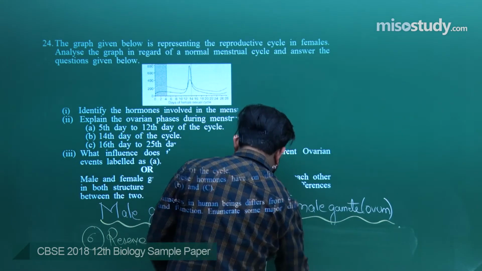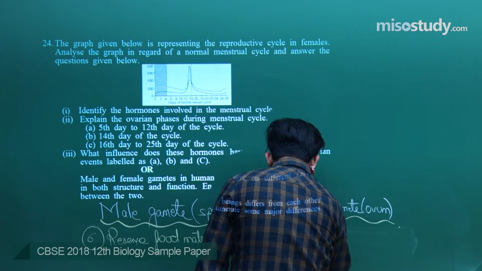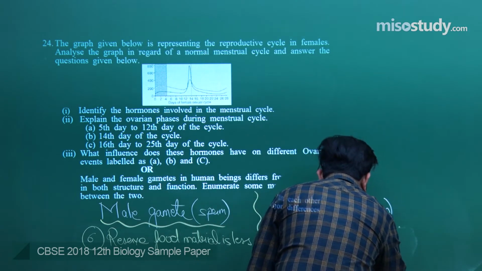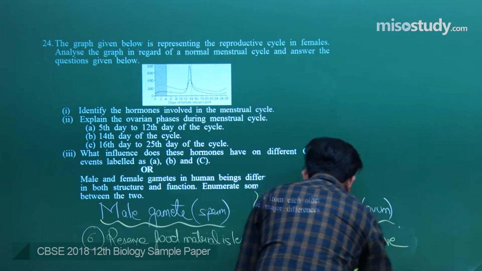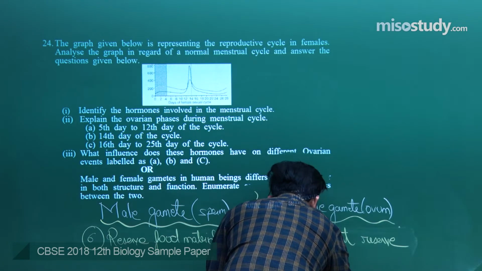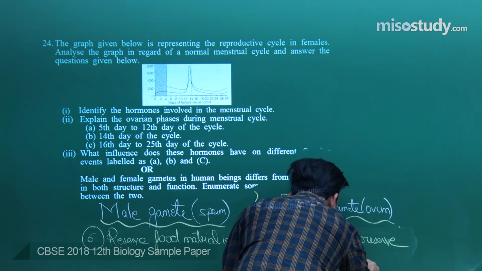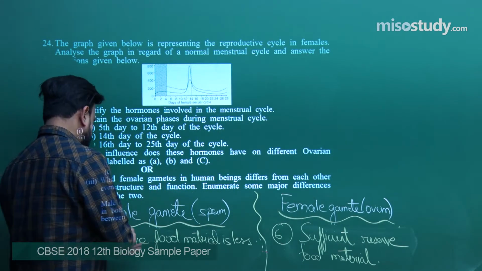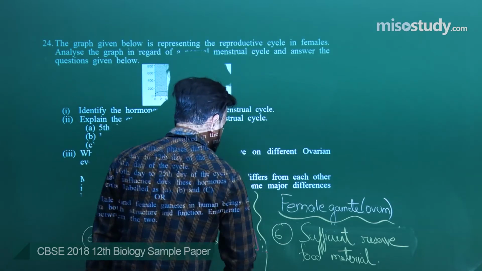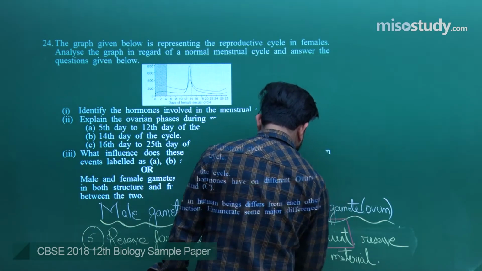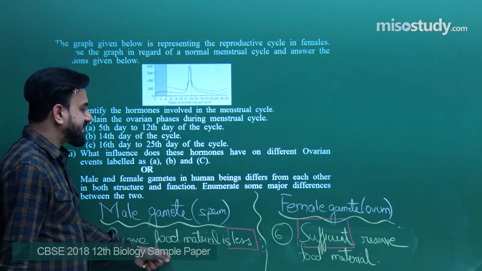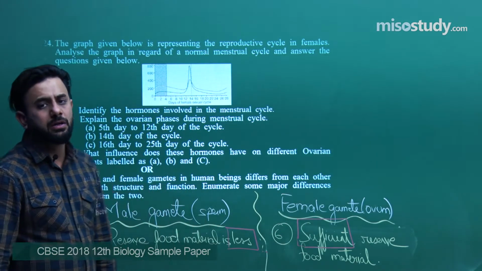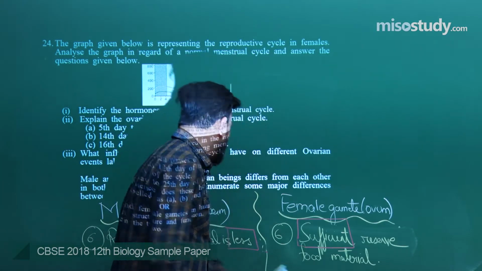And here I'll write sufficient reserve food material. Sufficient reserve food material. The reserve food material is here, and there will be sufficient reserve food material. Okay. So with this we have completed this question.